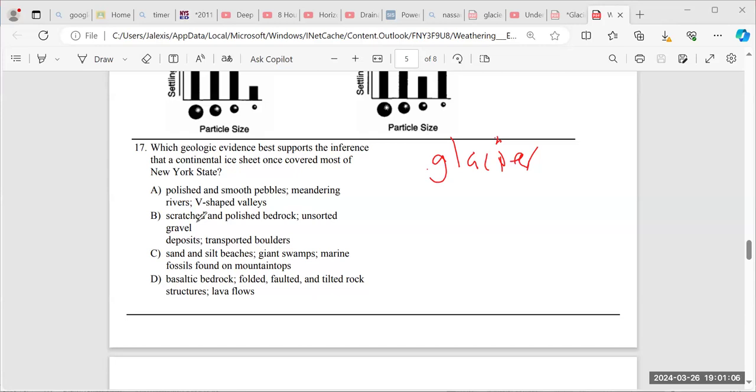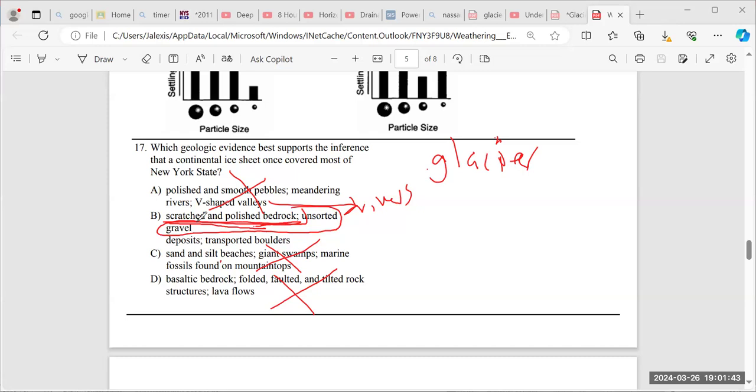So V-shaped valleys, that definitely can't be it, because V-shaped valleys come from rivers or streams. Sand and silt beaches, I just see the giant swamps, marine fossils. Nope, can't be that. Basaltic bedrock, folded, faulted, and tilted rock structures. Nope. All right. The fact that I see it says scratched and polished bedrock. We just did a question about scratched and polished bedrock. And unsorted gravel.